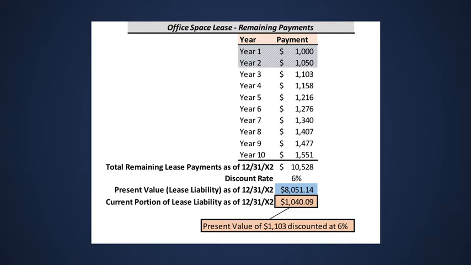To determine each current portion of the lease liability, we have also used the net present value function. However, it only considers the payments that will be made within the next fiscal period, as opposed to all the remaining payments. In this example, the current portion of the lease liability is the present value of the lease payments that will be made in 20X3. So for the lease of office space, the present value of the $1,103 of lease payments to be made in 20X3, discounted at 6%, is $1,040.09.